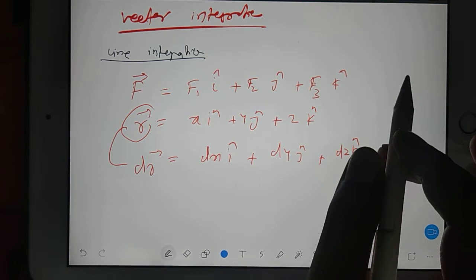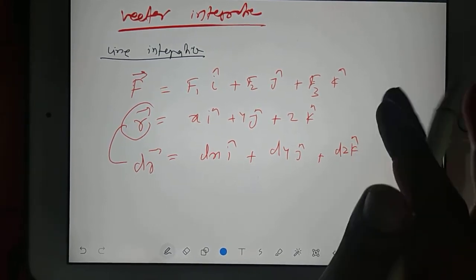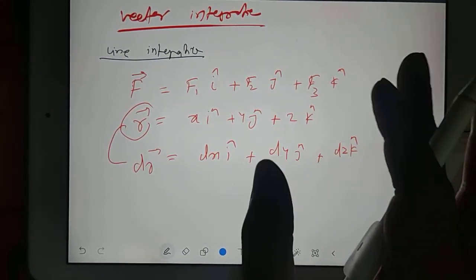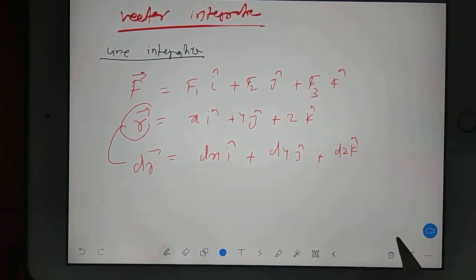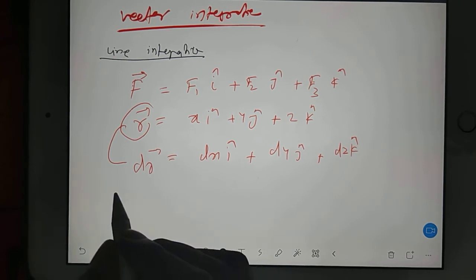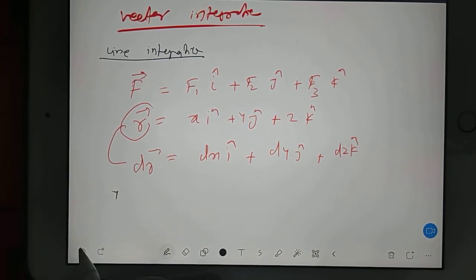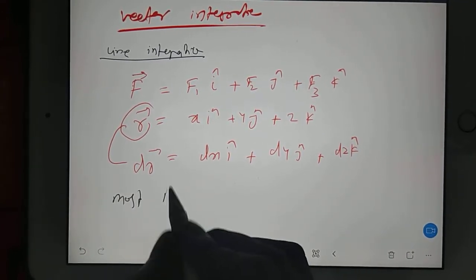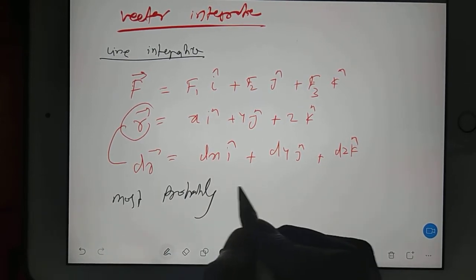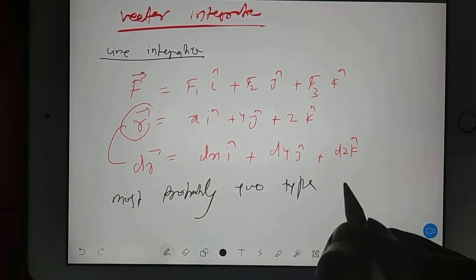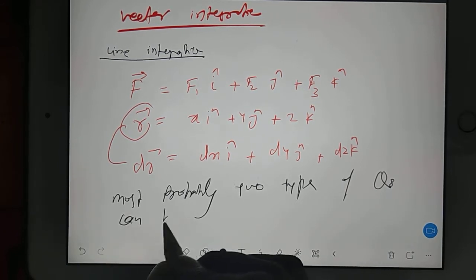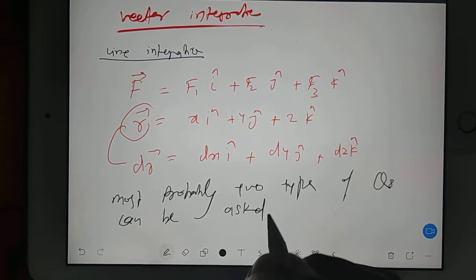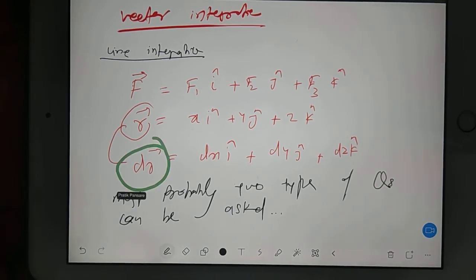Now two types of questions they may ask. One is point to point, and one is where a curve will be given. Those kinds of questions they can ask. So I will change the page. It's better you write here: most probably two types of questions can be asked. Now let's understand what those two types are.